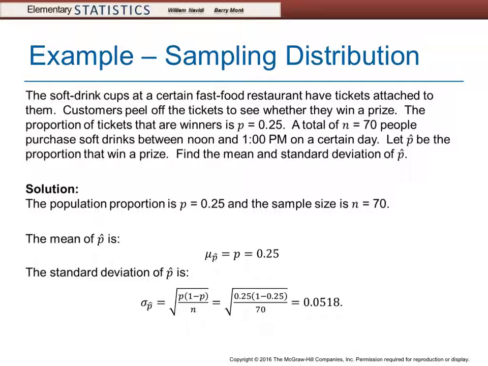The population proportion, p equals 0.25. The sample size n is equal to 70. So the mean of p hat is 0.25. And the standard deviation of p hat is, when we do the calculation, 0.0518.